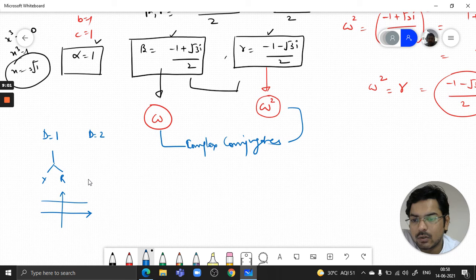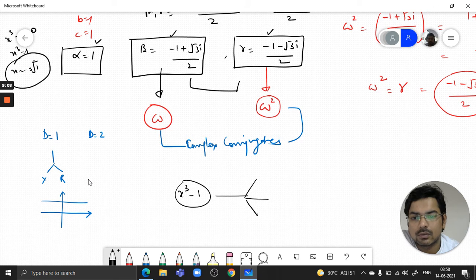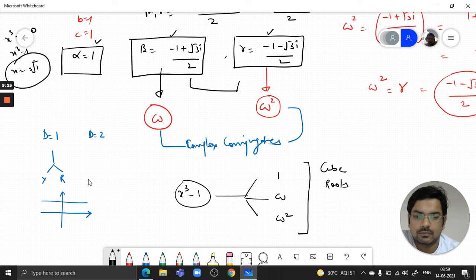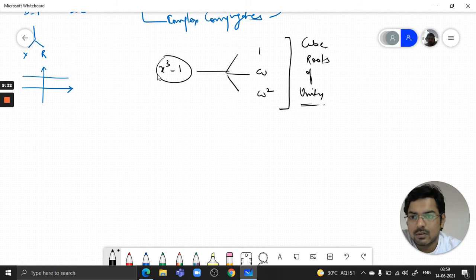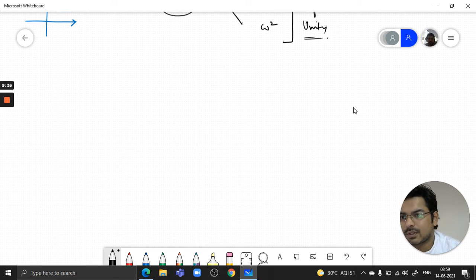Okay, so now we know that the polynomial x cube minus 1 has 3 roots: 1, beta, or we say, now we can say omega, and third is omega square. These 3 are the cube roots of unity. Now, having done that, we'll now see some properties.